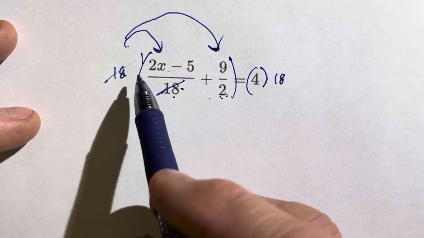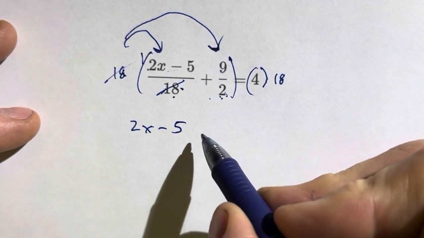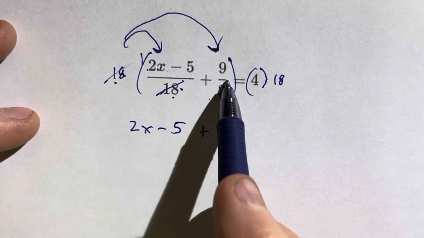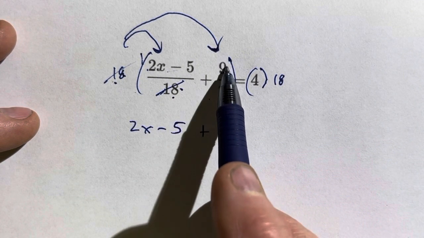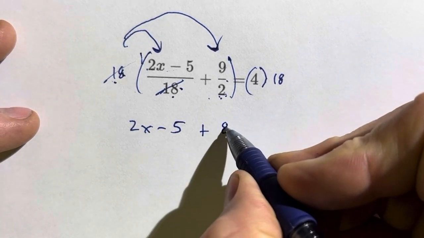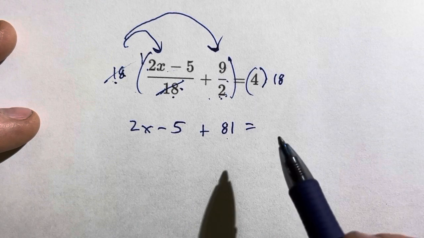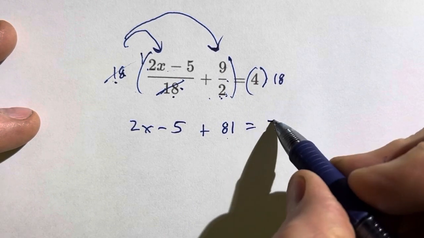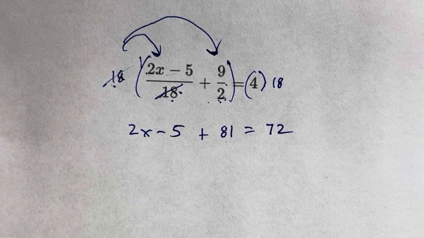So, but 1 times 2x is 2x minus 5 plus. Now I do 18 times this one. Well, 18 divided by 2 is 9. 9 times 9 is 81. Equals 18 times 4 is 72. And there you go. There's my equation with no fractions at all.